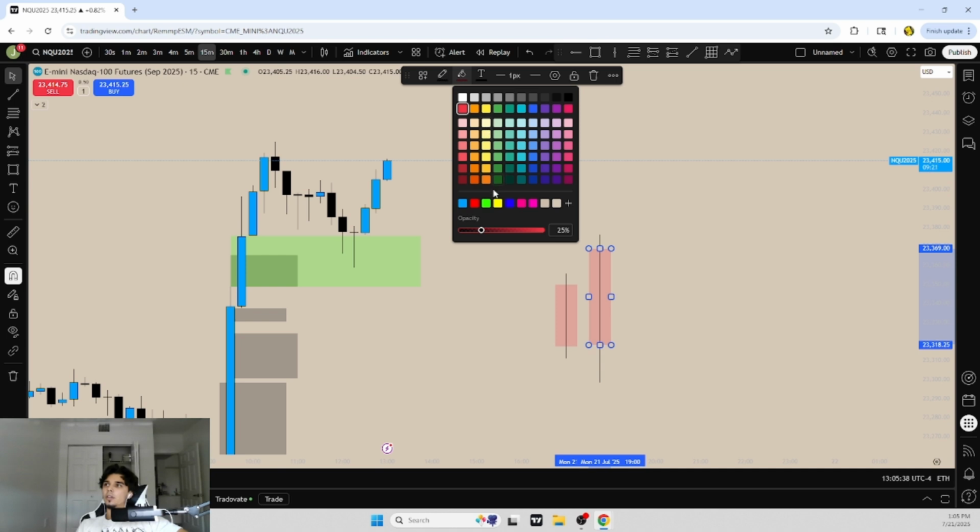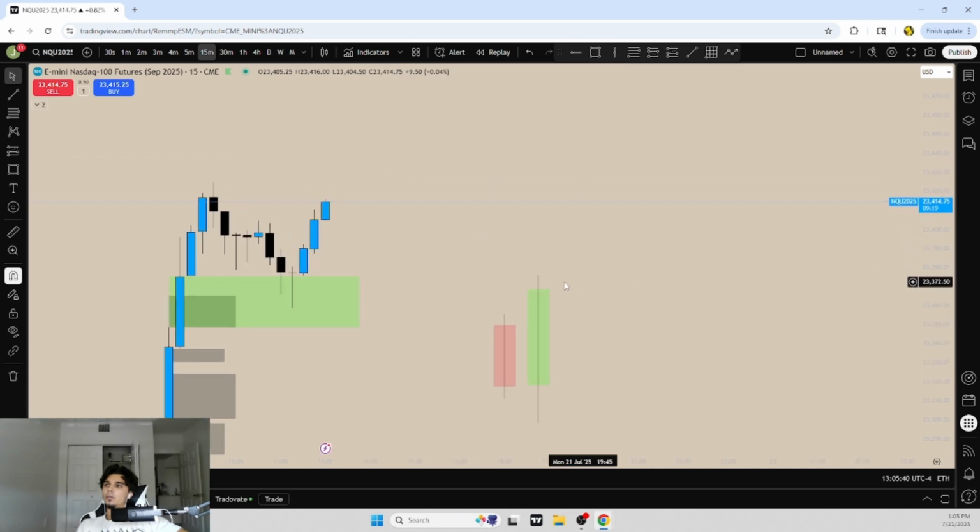We get an up close candle. Let's make it a little bigger. And then the candle after that, we get another down close candle.